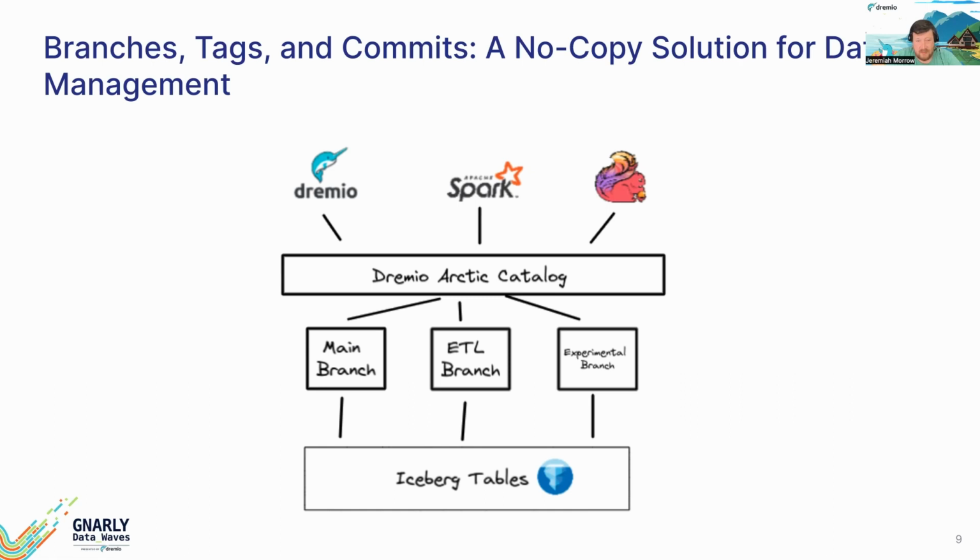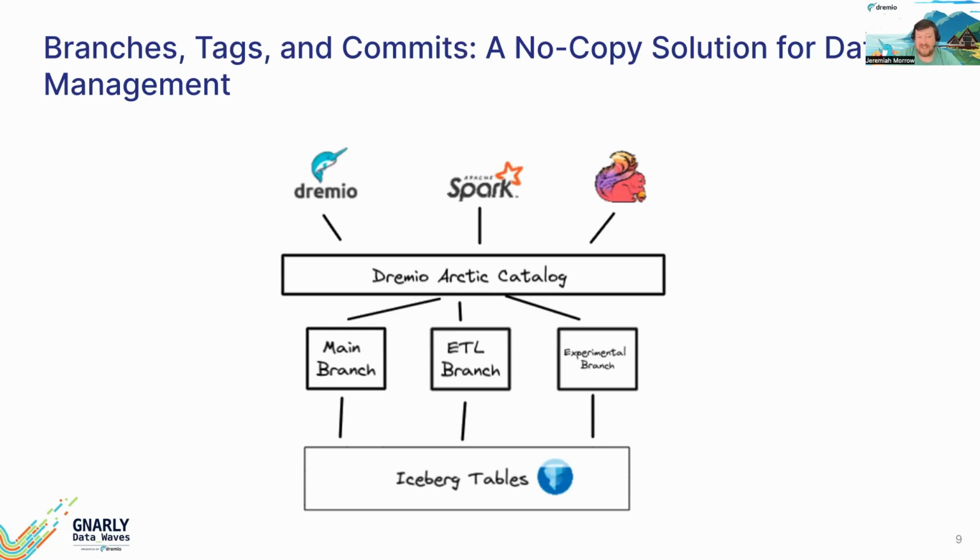Tags are used to mark specific snapshots in the table's history, and it enables collaboration, version control, auditing, and a lot more by making it very easy to reference specific points in a table's history. And finally, commits are individual snapshots that make up your table's history. So commits have unique identifiers, commit IDs, and you use those to reference historical points in time, and then you can review or revert to specific snapshots.